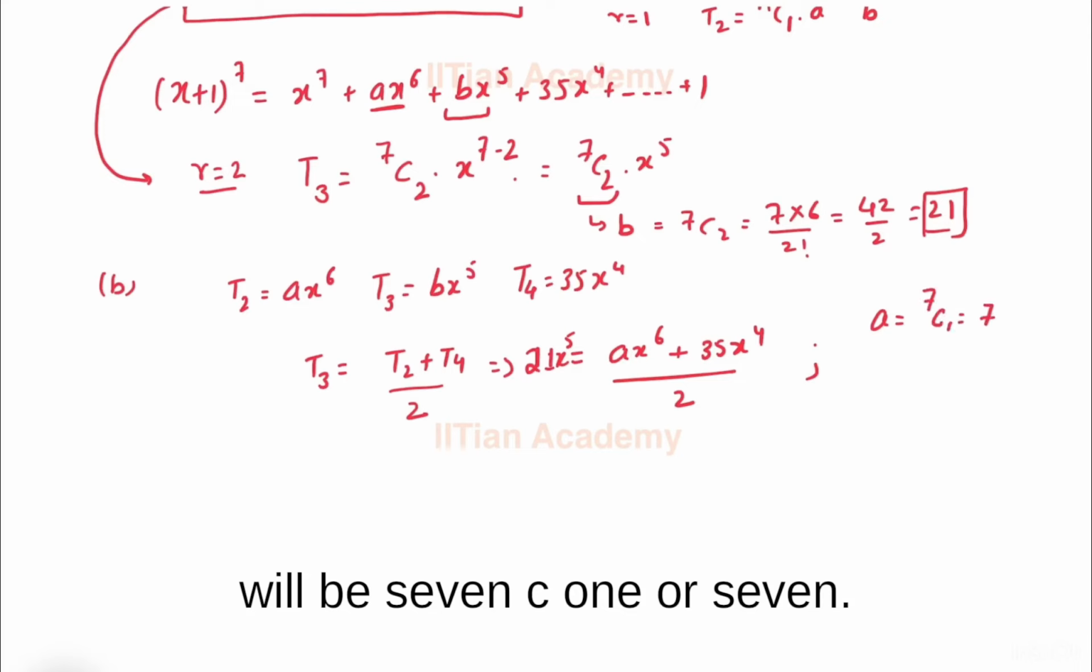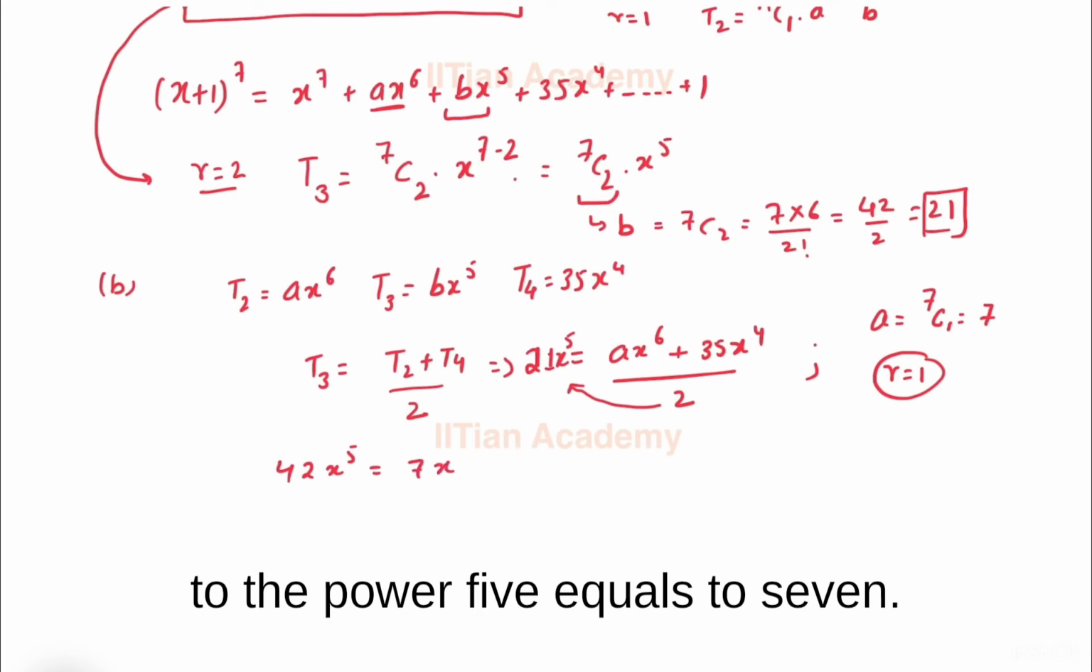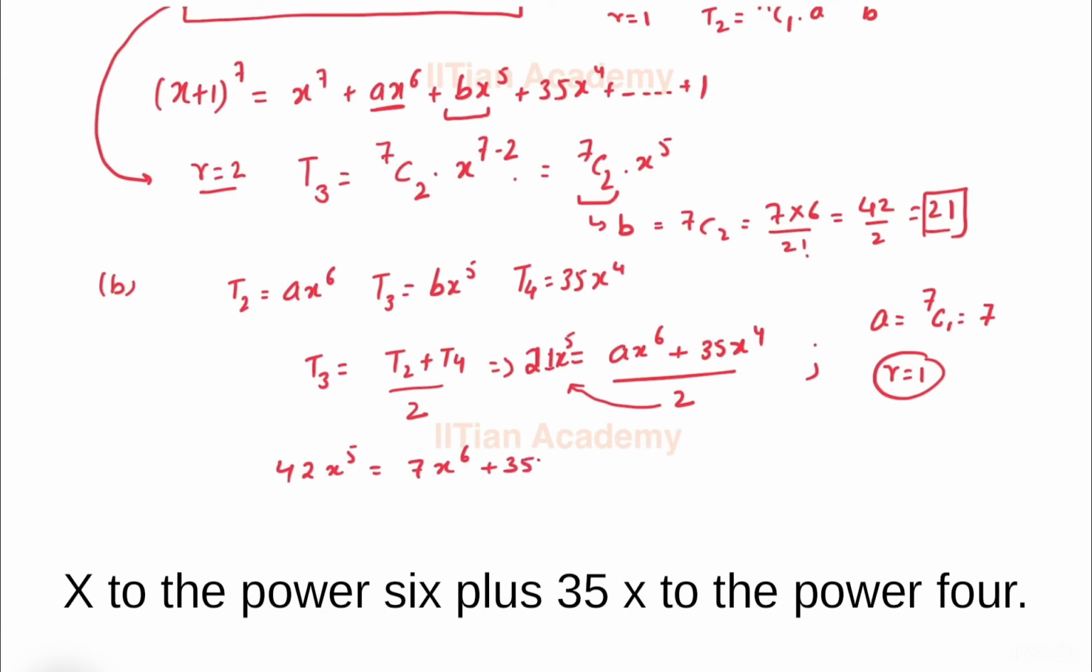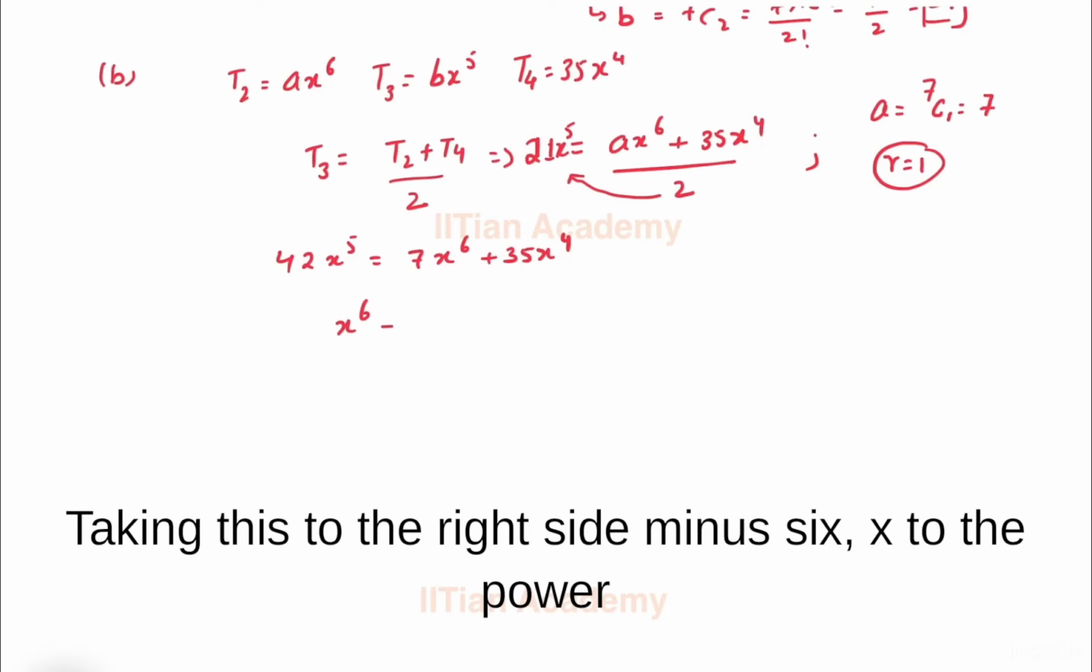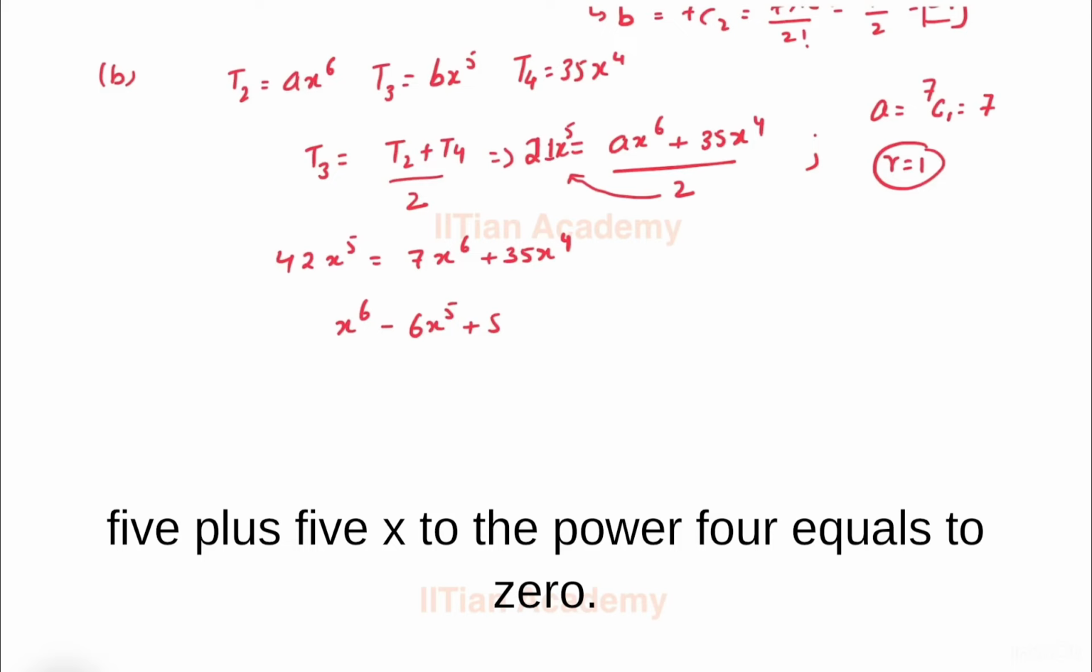Now let us move on to this. Multiplying 2 here, we get 42x to the power 5 equals to 7x to the power 6 plus 35x to the power 4. A is 7. Now we can divide on all sides by 7. So we get x to the power 6, taking this to the right side, minus 6x to the power 5 plus 5x to the power 4 equals to 0.